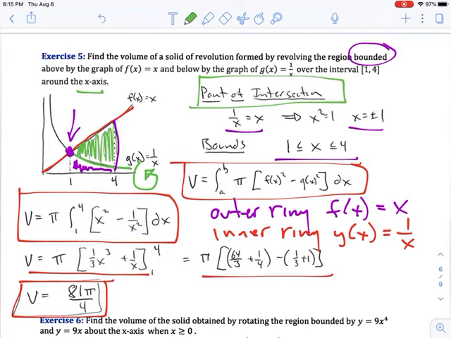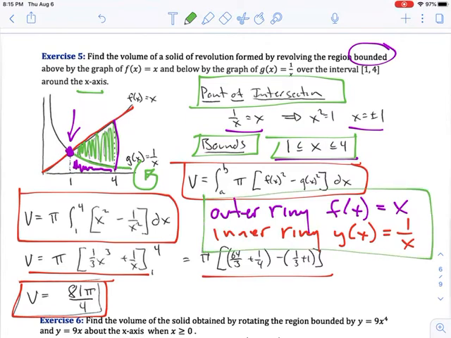Some of the important points here: find the points of intersection if you're not given them. If you have to find them, use Desmos, use algebra. Identify your bounds. So what are the bounds on the x-axis, the bounds of integration? Then what's your inner ring and what's your outer ring? The inner ring is always closest to the axis of rotation. The outer ring is the one farthest from the axis of rotation.